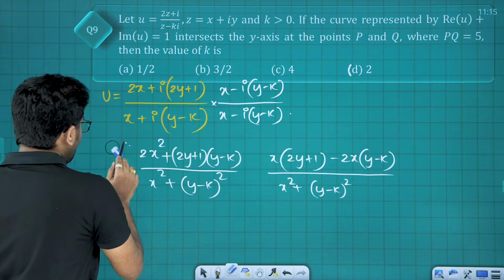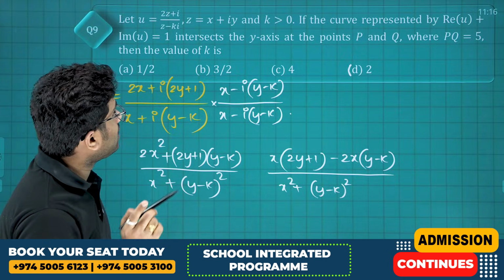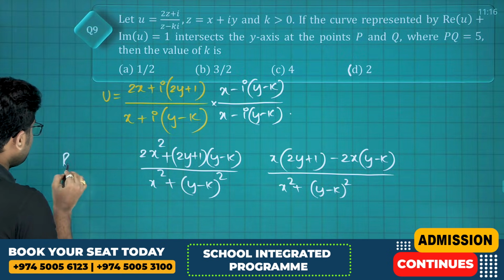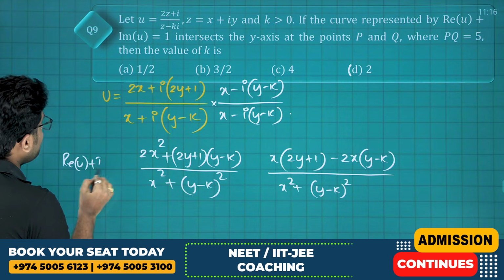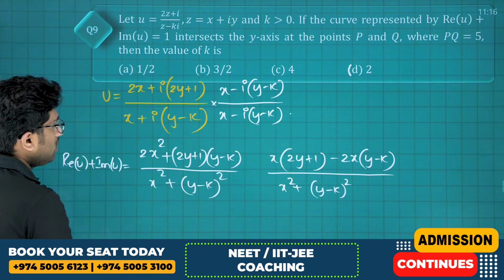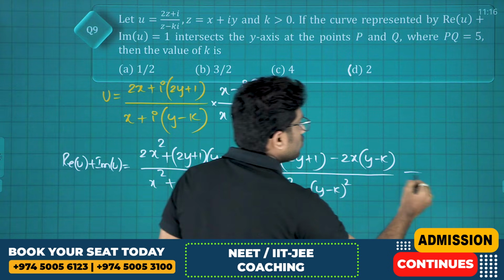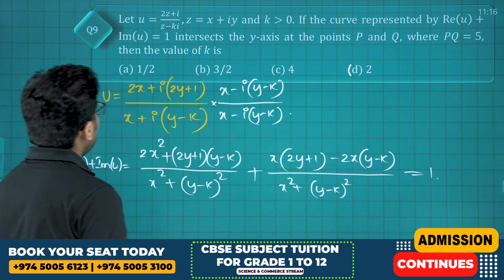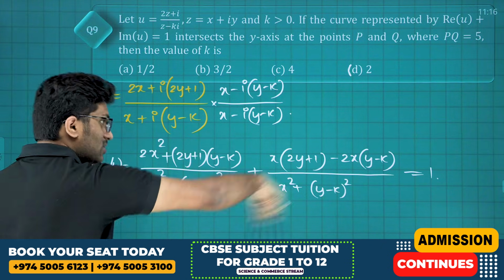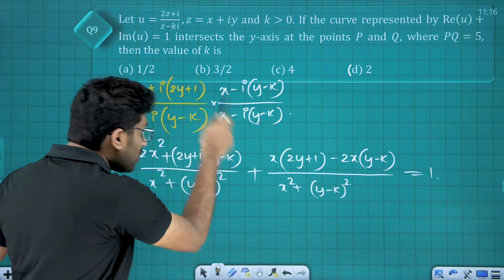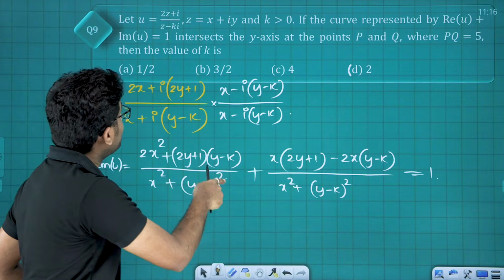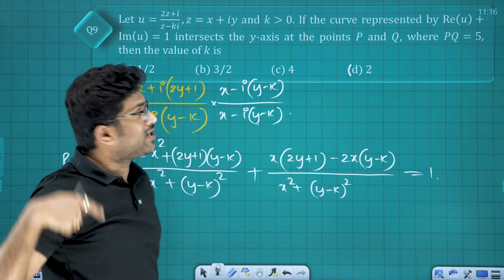So friends, now they have said: real part of u plus imaginary part of u. So this sum is equal to 1 now. Okay, this sum is equal to 1. So that means this is equal to 1. Now the curve which is represented by this intersects the y-axis at the points P and Q.